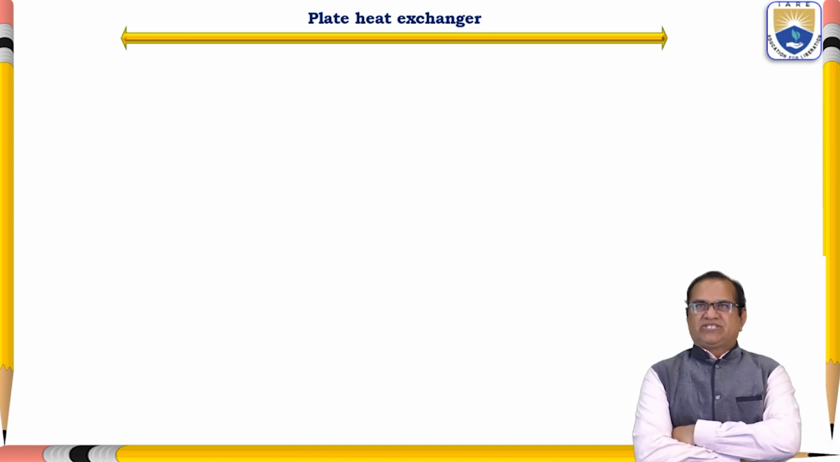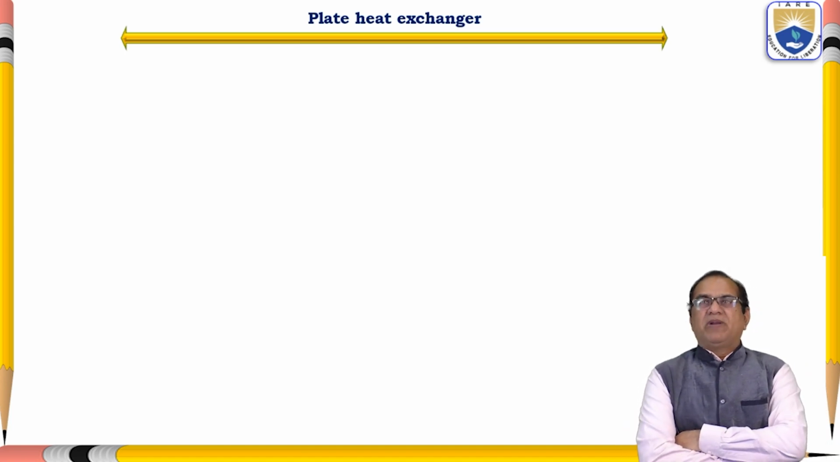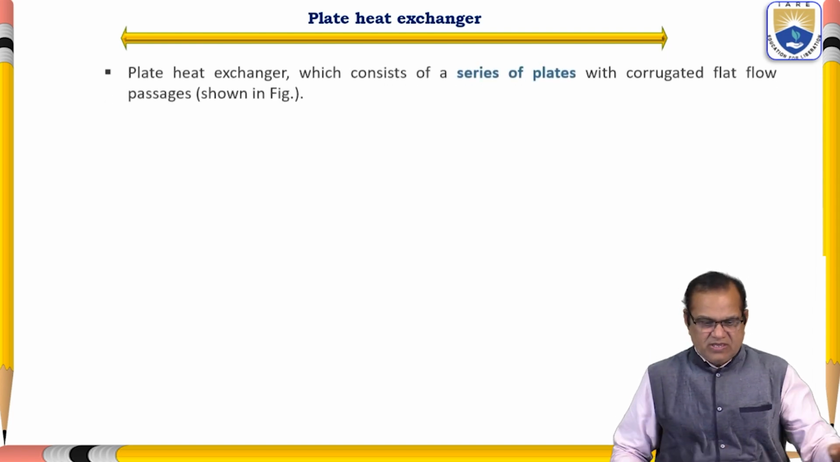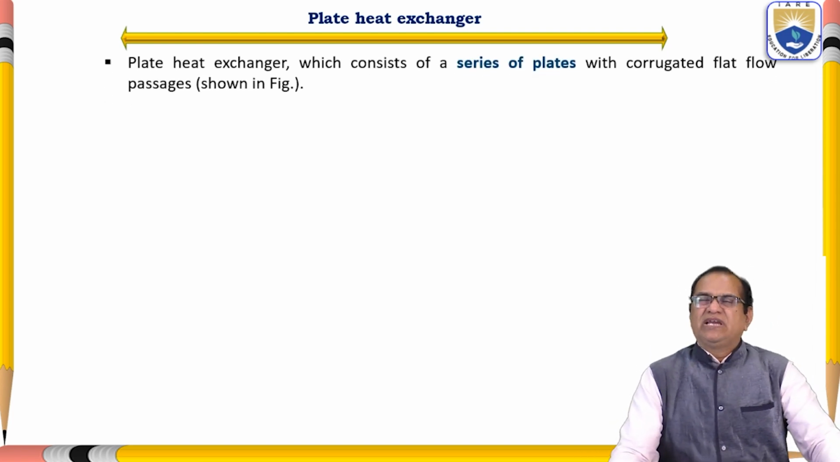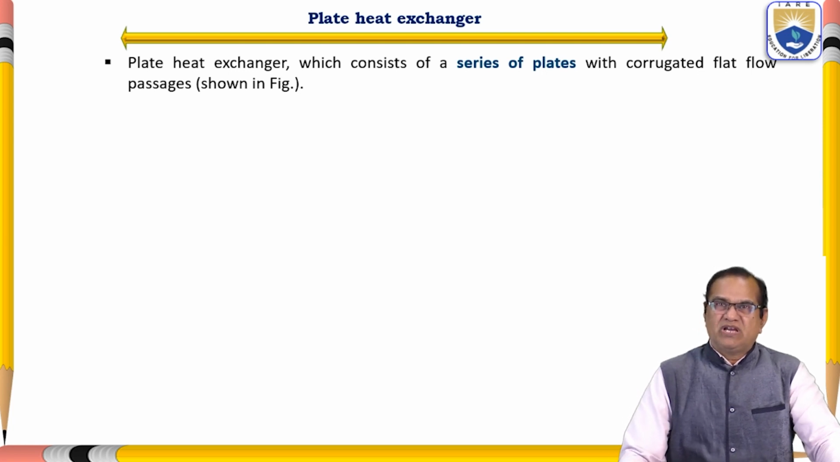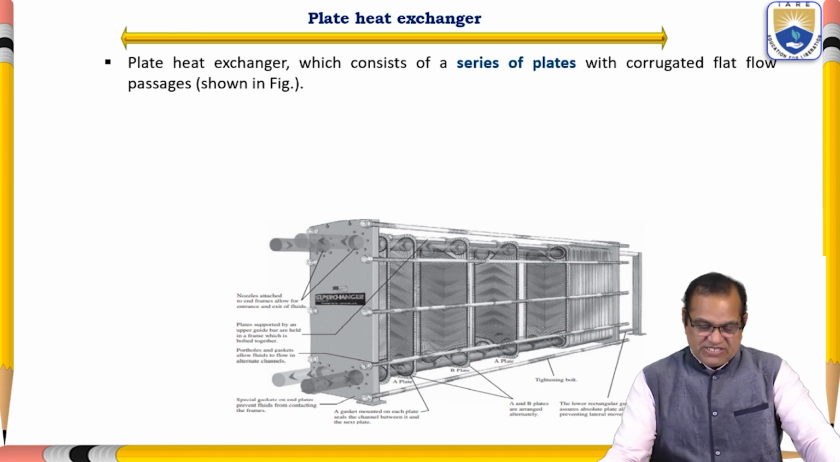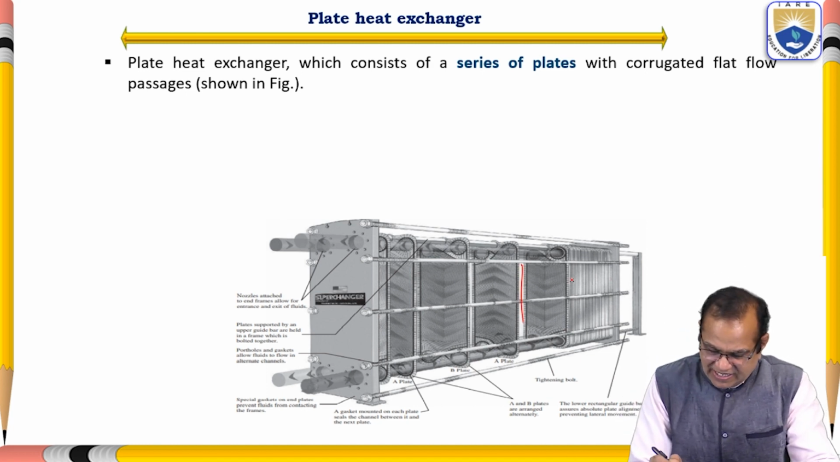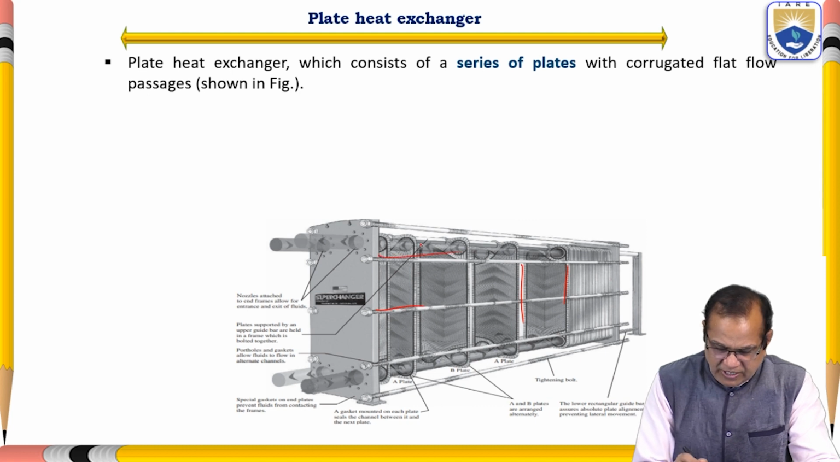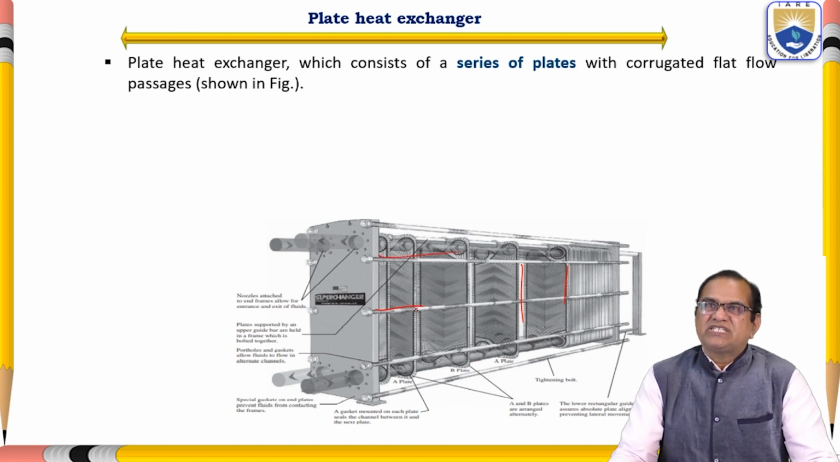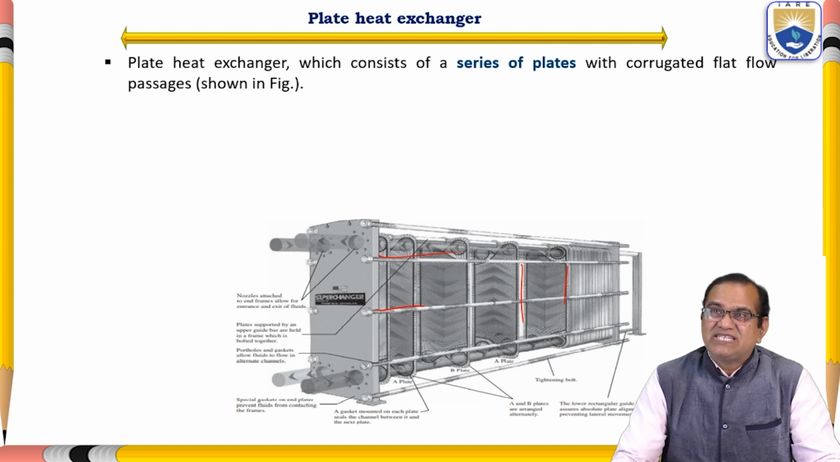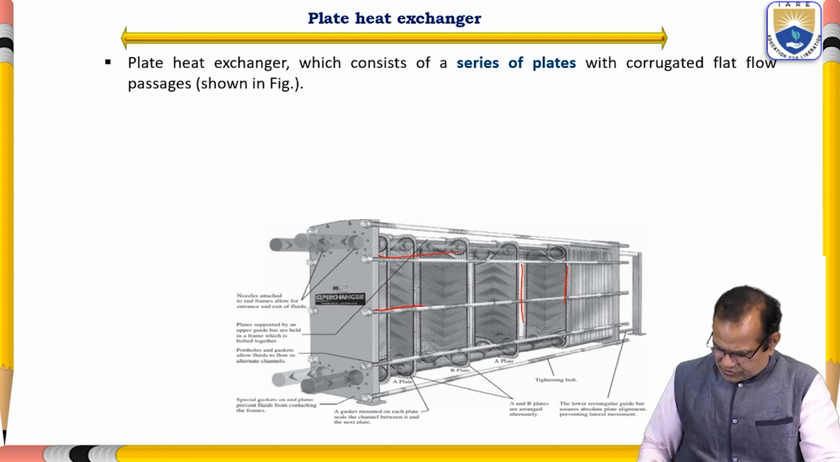Now I will go to the next type of heat exchanger. It is called the plate heat exchanger. The plate heat exchanger consists of a series of plates with corrugated flat flow passages, as shown in the figure. This you can see here, the plate heat exchanger. Here we have the different plates, you see, a number of plates are there.